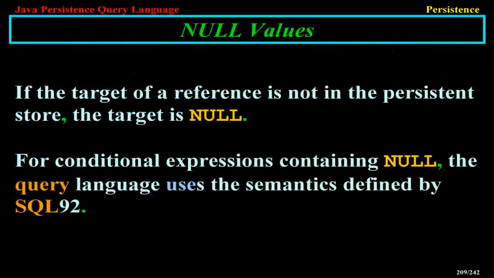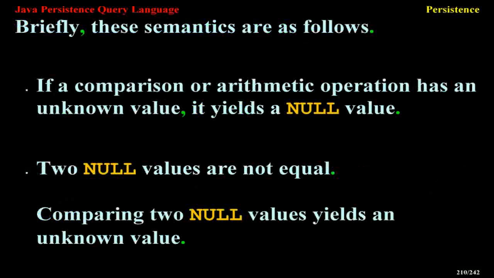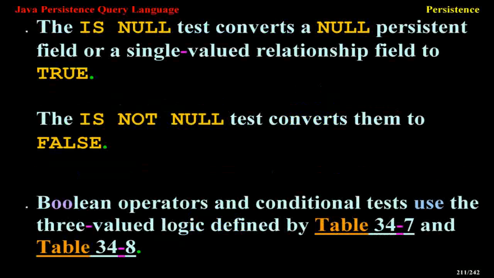Null values. If the target of a reference is not in the persistent store, the target is null. For conditional expressions containing null, the query language uses the semantics defined by SQL 92. Briefly, these semantics are as follows. If a comparison or arithmetic operation has an unknown value, it yields a null value. Two null values are not equal. Comparing two null values yields an unknown value.